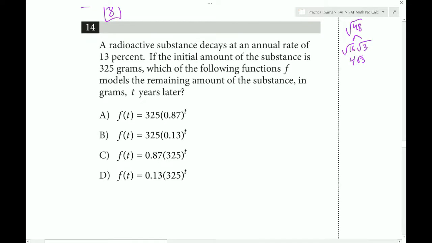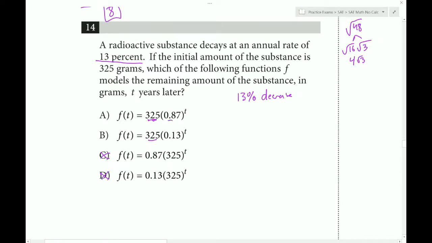Next, a radioactive substance decays at an annual rate of 13%. Okay, so we're going to do a 13% decrease. If the initial amount of the substance is 325 grams, which of the following models this situation? Okay, we know the initial amount should be appearing here. So we're going to cross out these two.